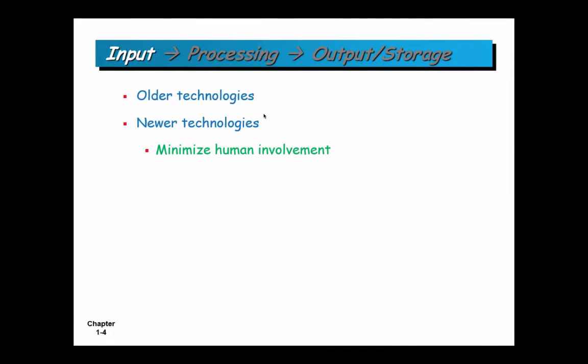Okay, input devices. There's older technology and newer technology. The newer technology serves the purpose of trying to minimize human involvement. Because the more human involvement you have, the more mistakes are possible and the more time it will take. Because humans make mistakes and humans are slower than the speed of light, which is how fast computers work. So we try to minimize human involvement with newer technology for input.